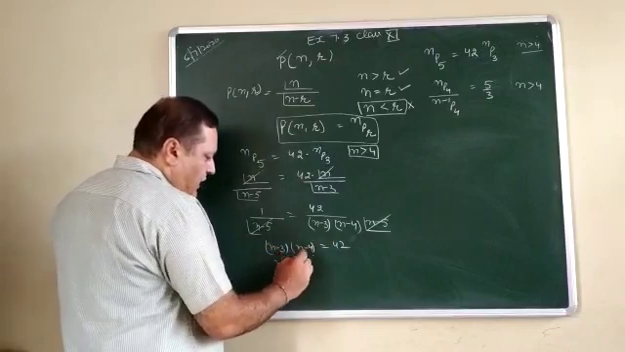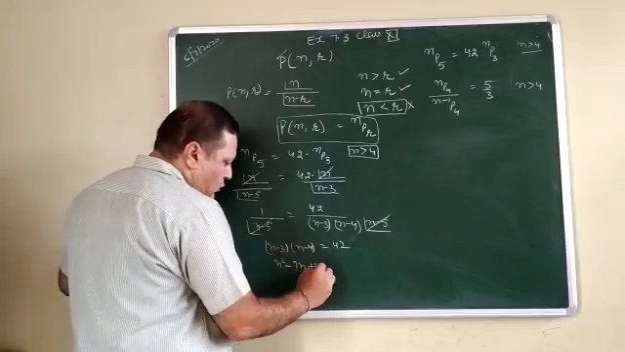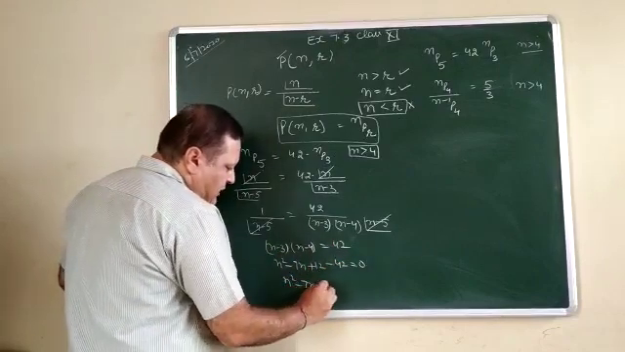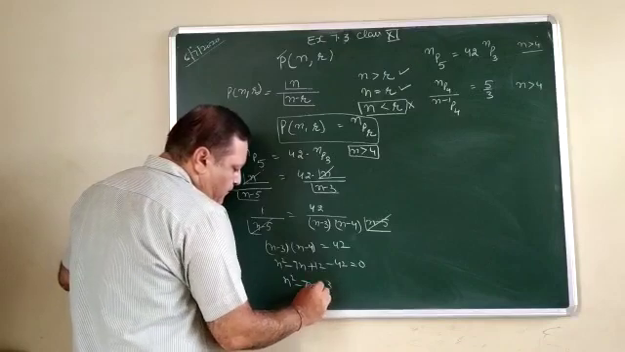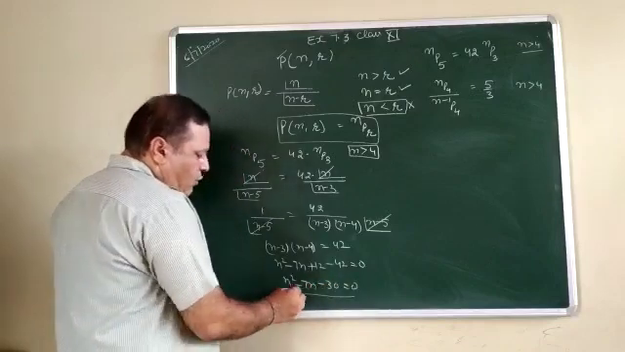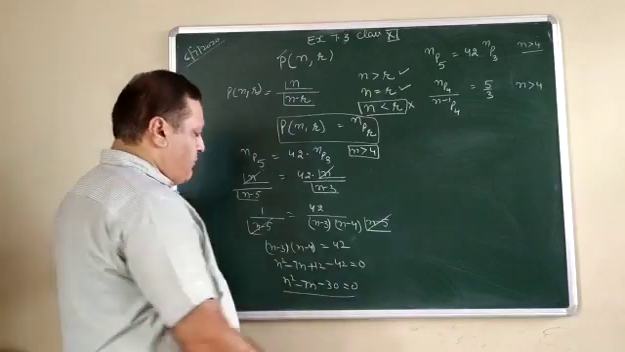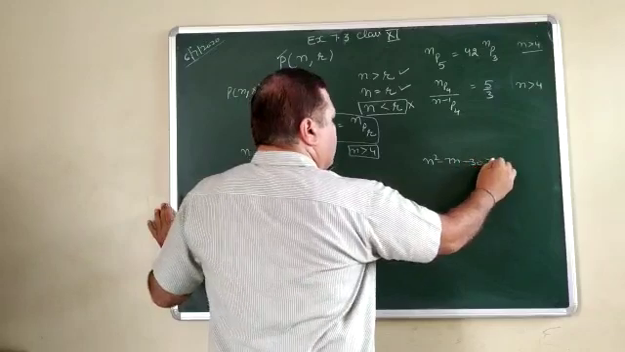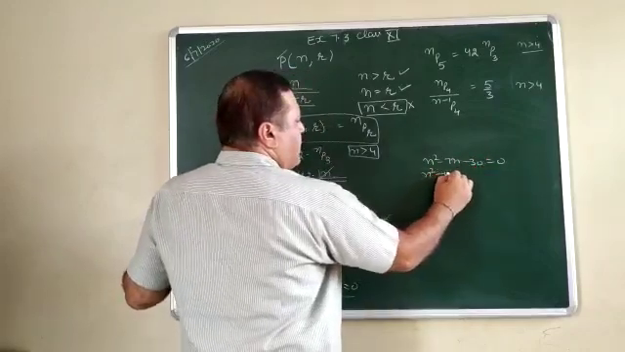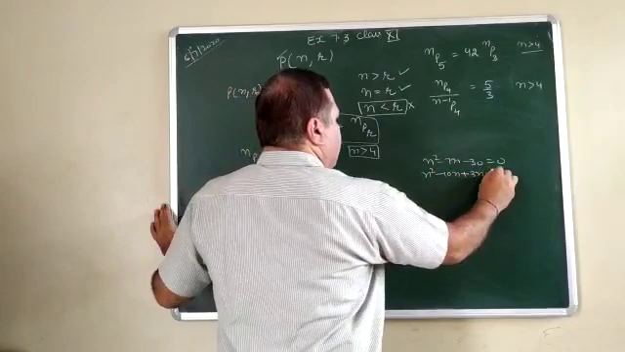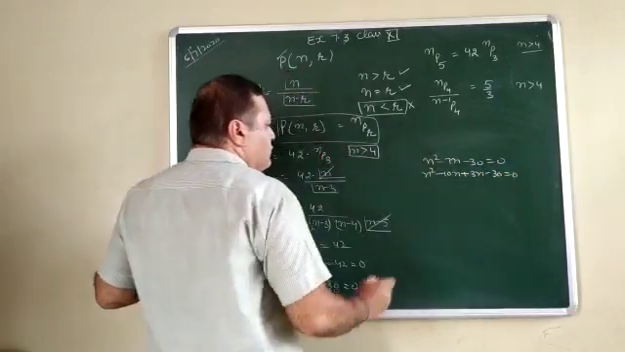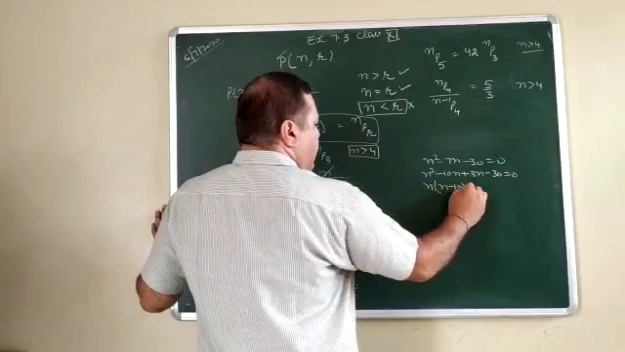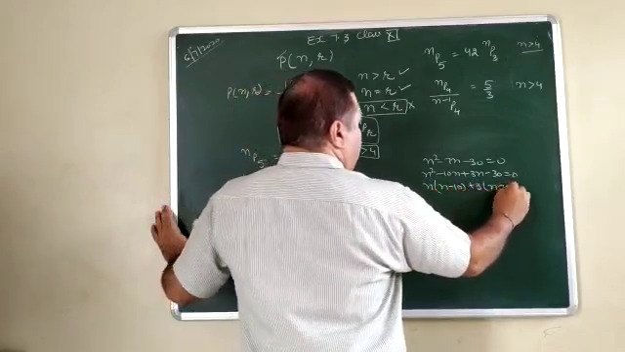n square minus 3 and 4, it is 7n plus 12 minus 42 equals 0. n square minus 7n minus 30 equals 0. Now go for factorization by splitting the middle term. n square minus 7n minus 30 equals 0. n square minus 10n plus 3n minus 30 equals 0. n is common, n minus 10, plus 3 is common, n minus 10.